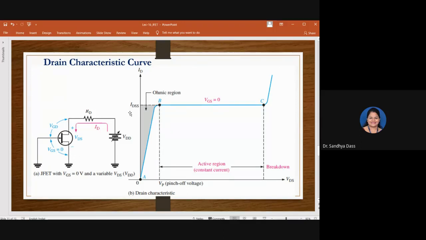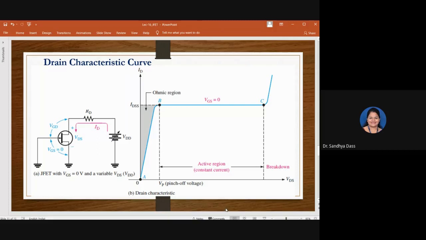We call that IDSS. IDSS is nothing but the drain current keeping VGS equal to 0, and it is the maximum drain current defined by the condition VGS equal to 0 and VDS greater than VP. If you go on increasing VDS, there can be a breakdown happening. So including all these points gives you the drain characteristics of the N-channel JFET device.